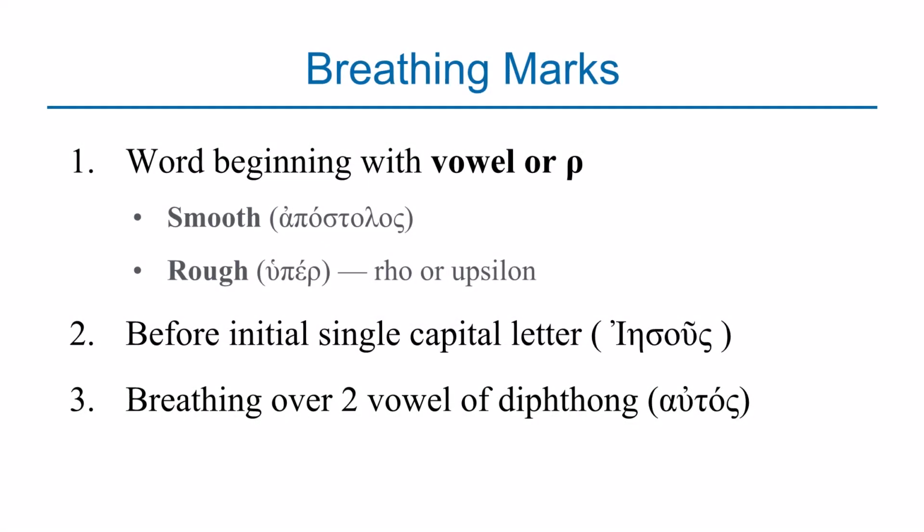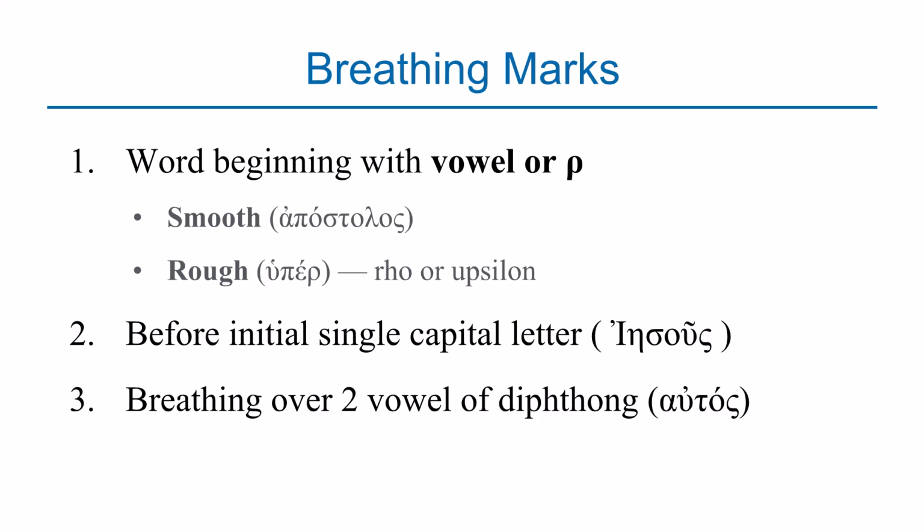And so coming to point number 2, breathing marks are also placed before single capital letters, for example in names of people. As in this case, you have that smooth breathing mark before the word Jesus. That is iota, eta, sigma, omicron, upsilon, sigma. You can tell that the pronunciation is not going to be affected with the presence of the smooth breathing mark. But if you have the rough breathing mark, pronunciation is going to be affected because you're going to have the H sound. Breathing marks can also be placed on top of a diphthong, so you always place it on the second vowel of the diphthong.